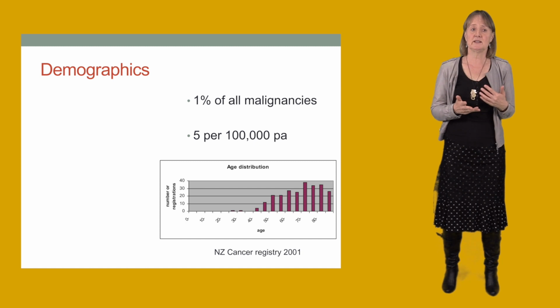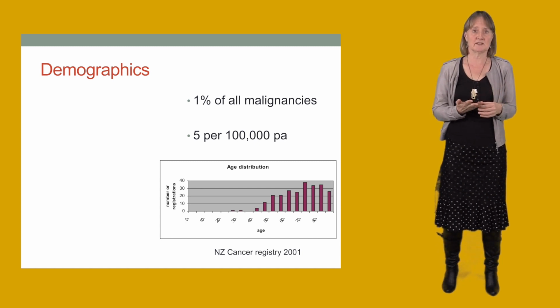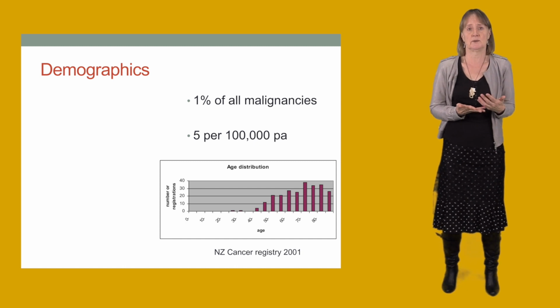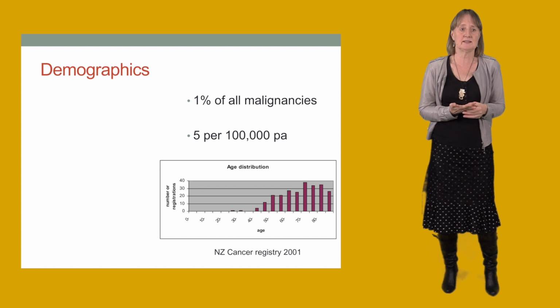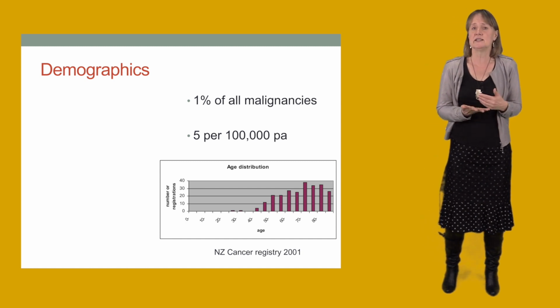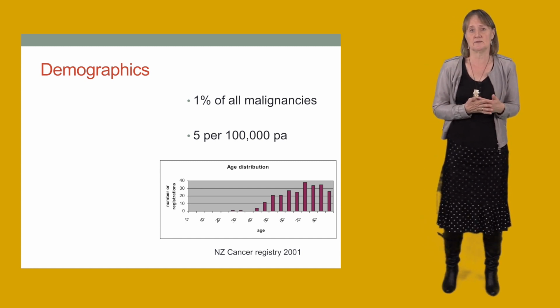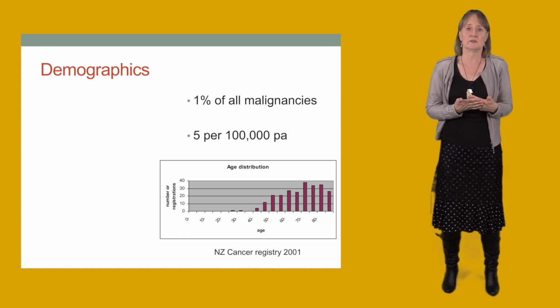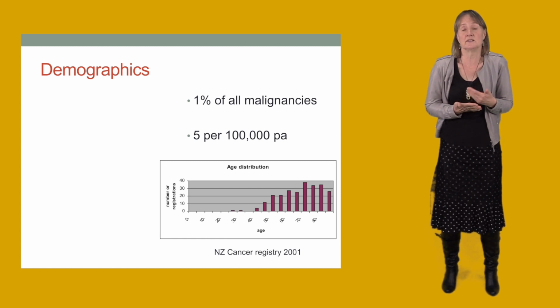The graph here is actually New Zealand data from the Cancer Registry, and it shows the age distribution of new diagnoses of myeloma. So you can see that it's not a pediatric disease, and the median age for presentation is around 65 years. There are, however, a few cases that are diagnosed very early, and there are rare cases of myeloma being diagnosed even in teenagers.